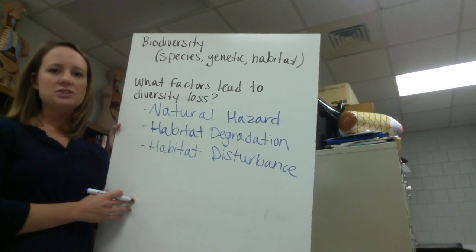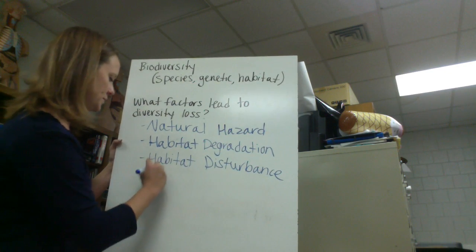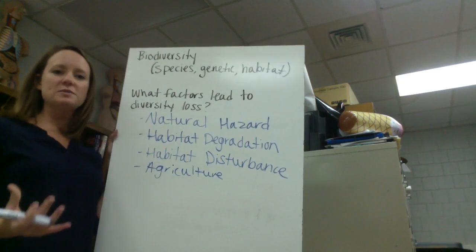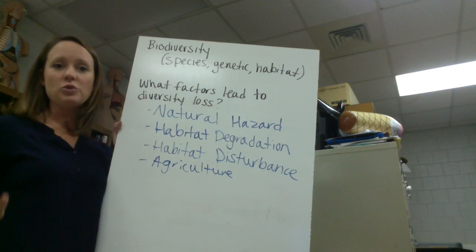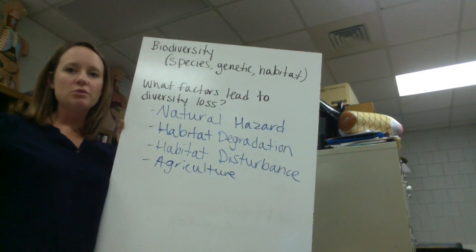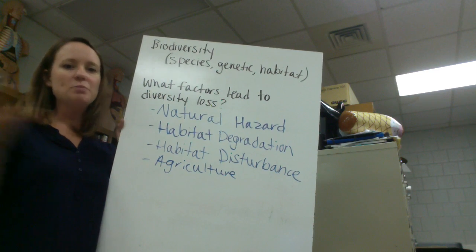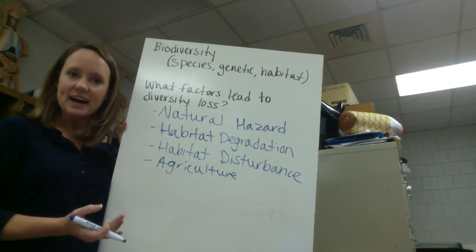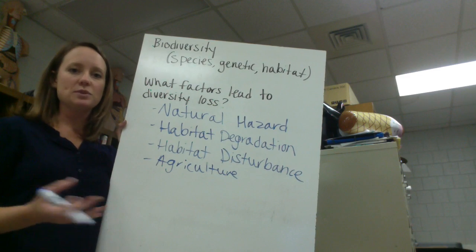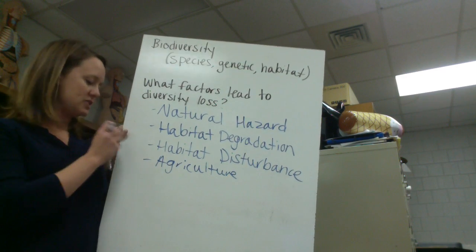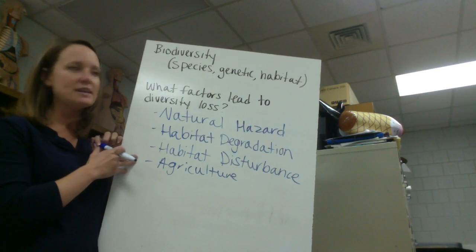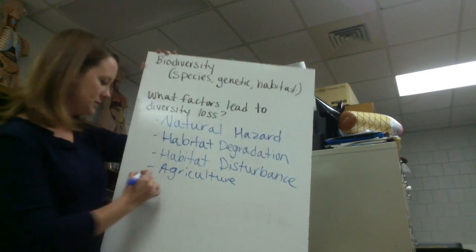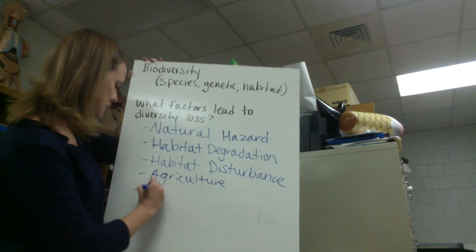Okay, another factor that can lead to diversity loss is agriculture. With agriculture, we clear the land and replace all of the species that existed, usually with one crop, with monoculture. So either we remove an ecosystem and we plant corn in its place. So all of those other species have been removed. When we spray pesticides, we are decreasing biodiversity because we're getting rid of species. When we use genetic modification, we are decreasing the genetic diversity because every individual in that crop has the exact same genetic makeup.